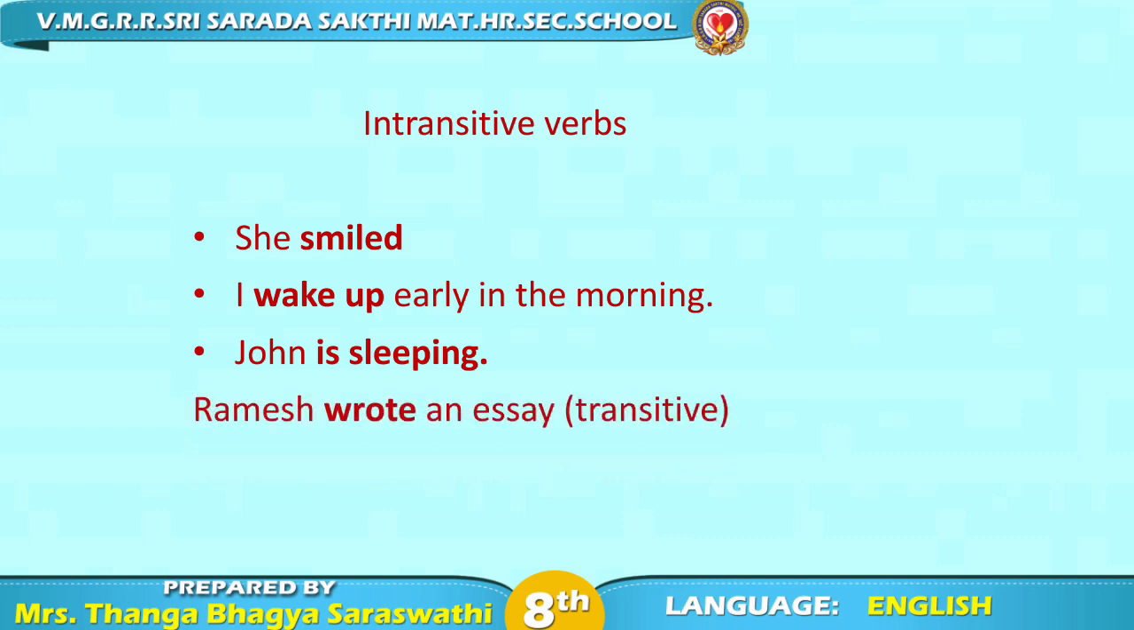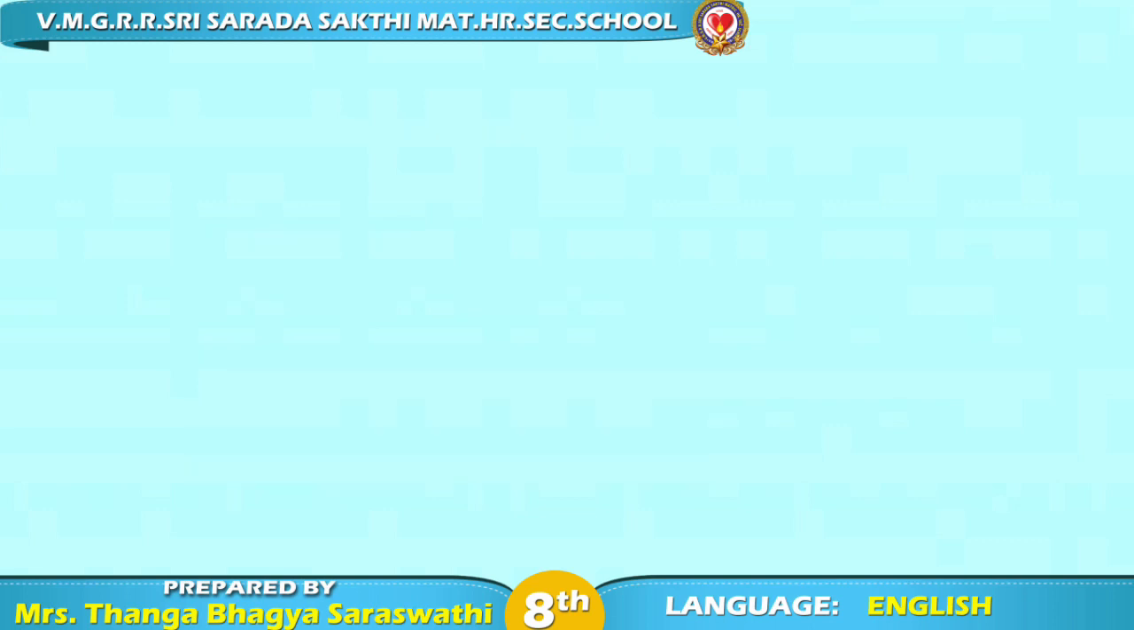Ramesh wrote an essay. Here an essay is an object, so wrote is considered a transitive verb. Ramesh wrote well. Here there is no object, so here wrote is an intransitive verb. So the action verb wrote may be transitive and intransitive. Here you may note down the clear example. Ramesh wrote an essay is a transitive verb. Ramesh wrote well is an intransitive verb.